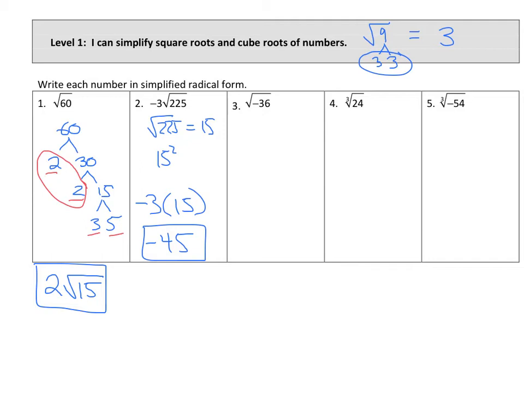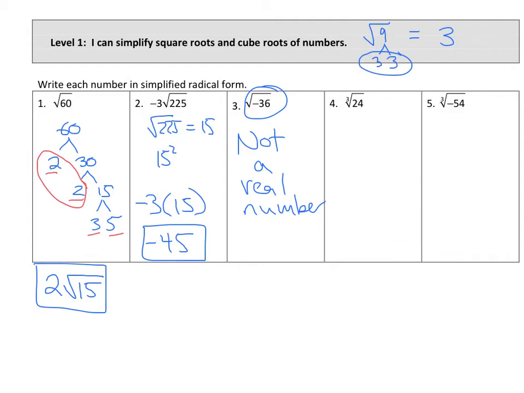Now whenever you have the square root of a negative number, like in number 3, this is no solution or not a real number. You're never allowed to take the square root of a negative number.